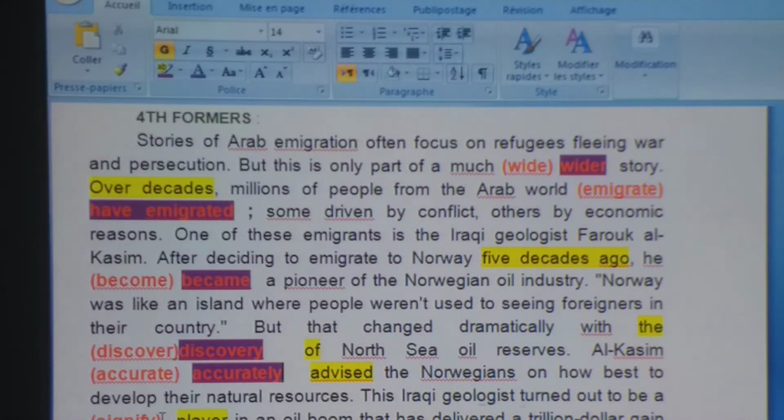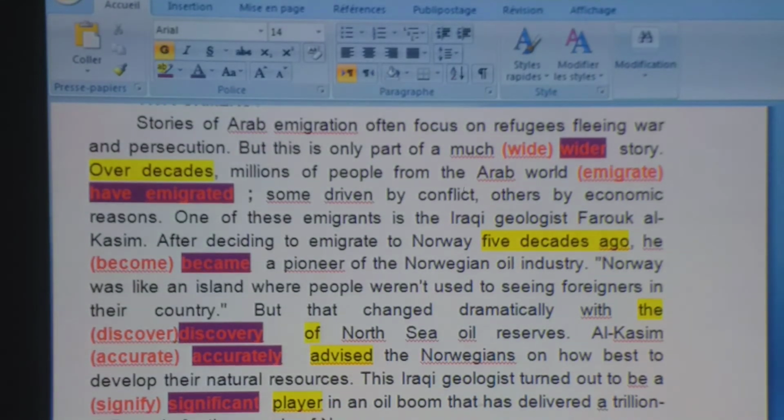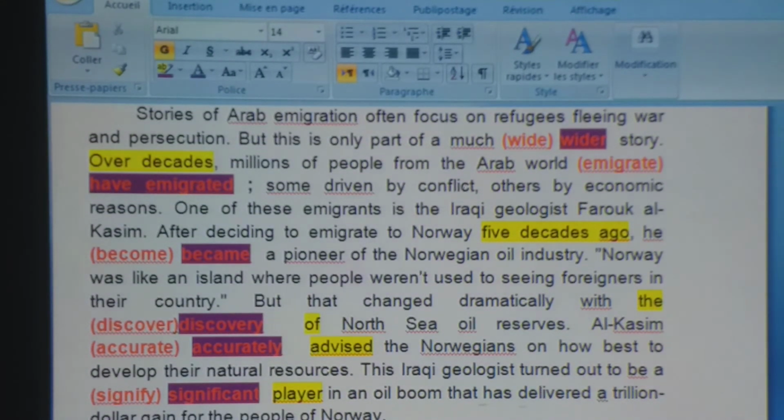So what am I supposed to do? I am supposed to modify and describe the word player using an adjective. So what is the adjective out of the word signify? It is significant. So significant is the adjective. Significant player in an oil boom that has delivered $1 trillion gain for the people of Norway. Nice.